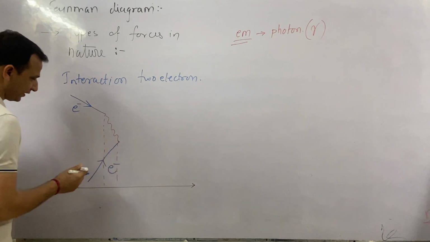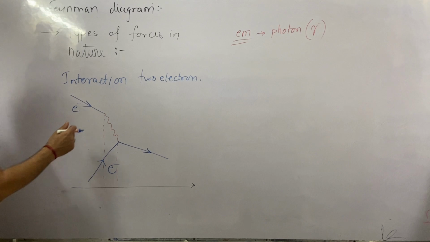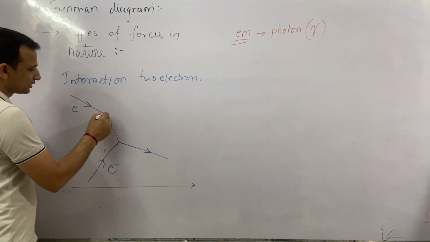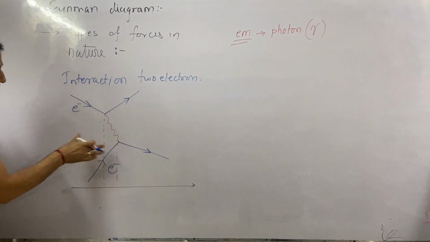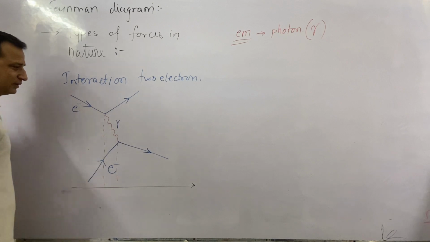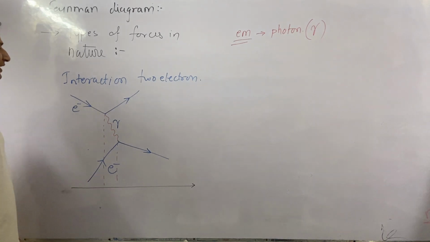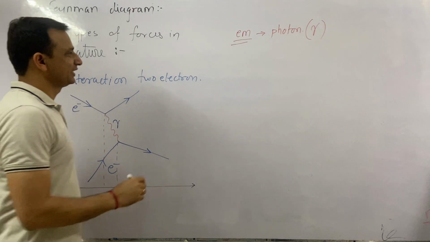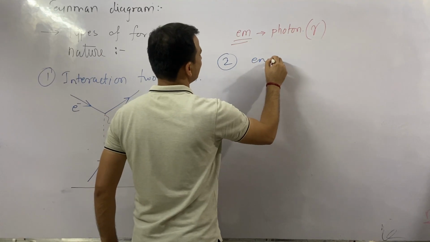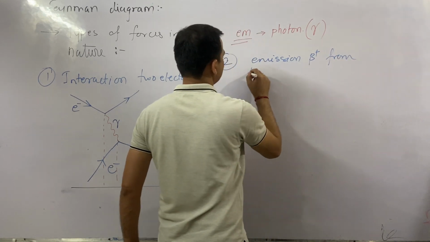As it receives the photon, there will be a change in momentum of this electron. And similarly, since this electron has emitted the photon, its momentum will also change. So now what you can see here, by the emission of a photon, their path changed. It means they repelled each other. Now, this was the first interaction. Let's take the next, second interaction. And the second interaction is, let's say, emission of beta plus from the nucleus.